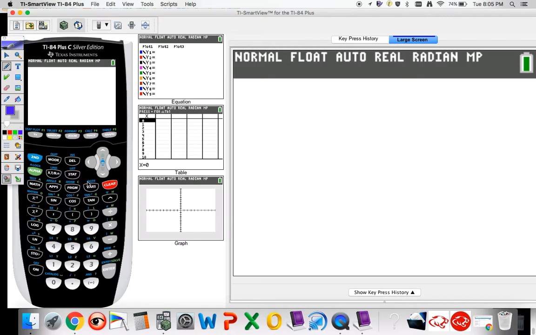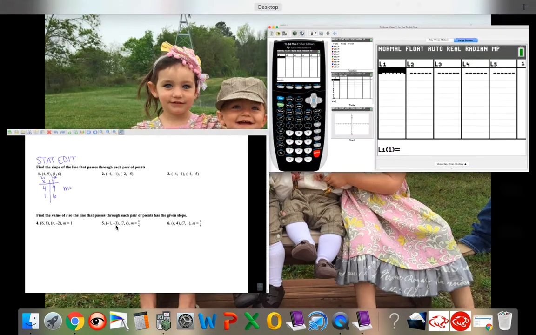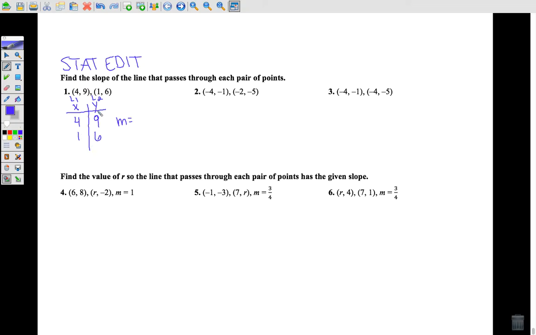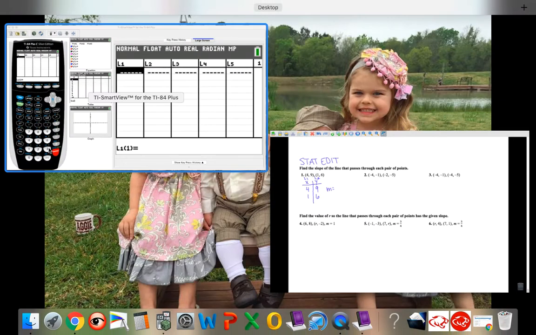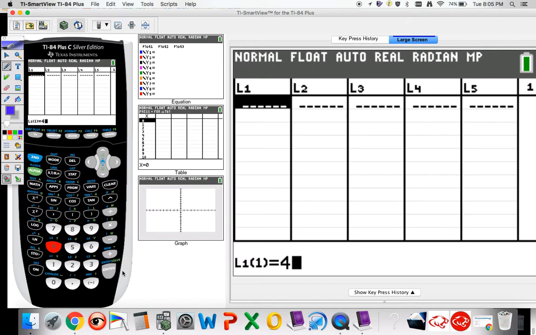Okay, clear that out. I'm going to go stat edit. So L1 is 4, 1. L2 is 9 and 6. So 4, 1, and L2 was 9 and 6.